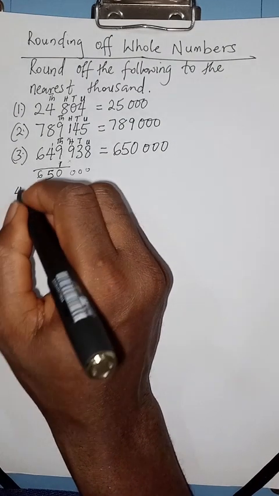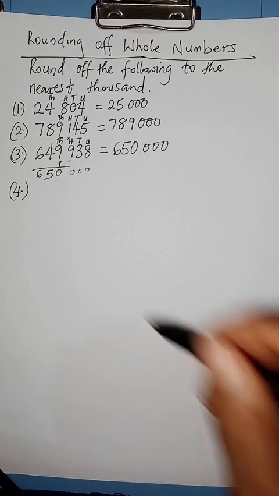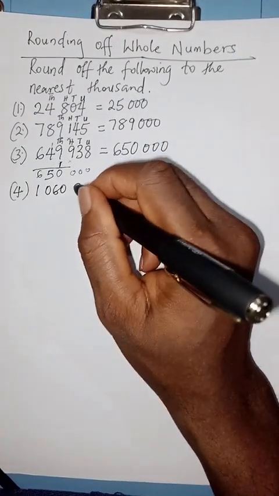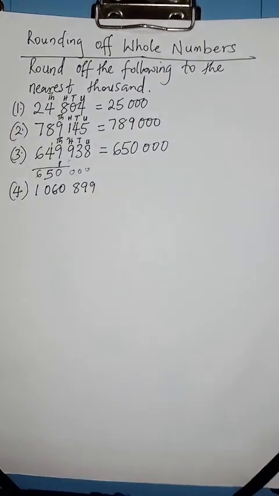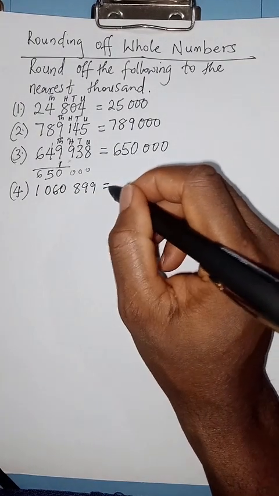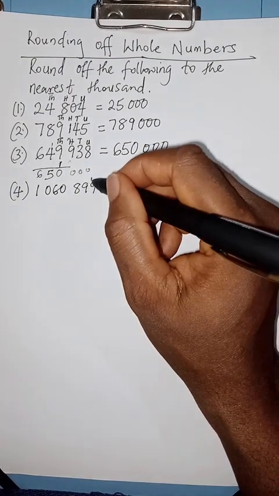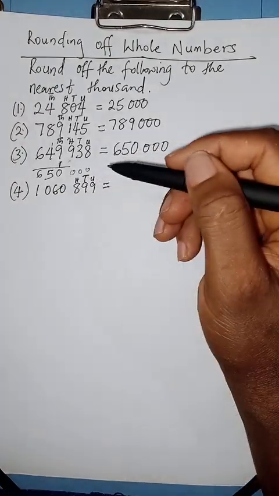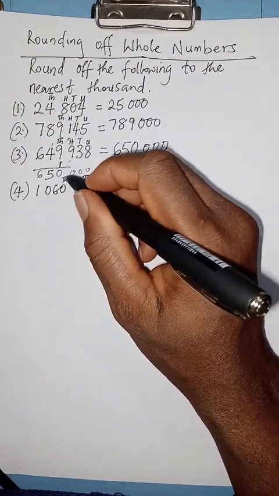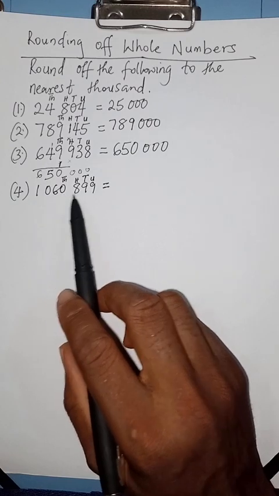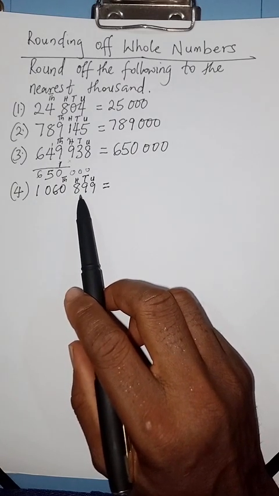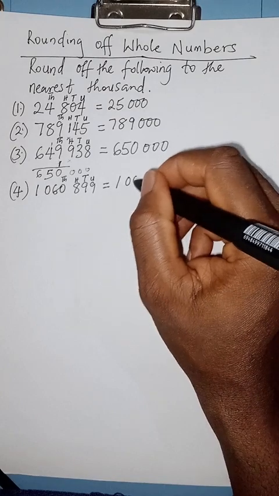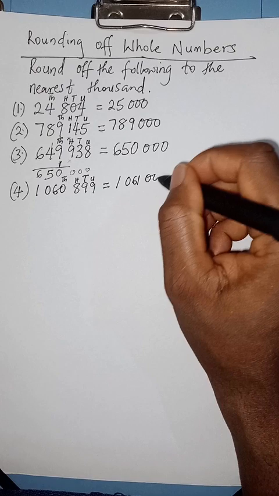And let's move to number 4. Number 4 question, I have 1,060,899. This is your ones or your units, your tens, this is your hundred, your thousand. That's the focus: the digit under your thousand and your hundred. Since the digit under your hundred is 8, it means I'm going to round up, add 1 to the thousand. So it becomes 1,061. Convert every other thing to 000.